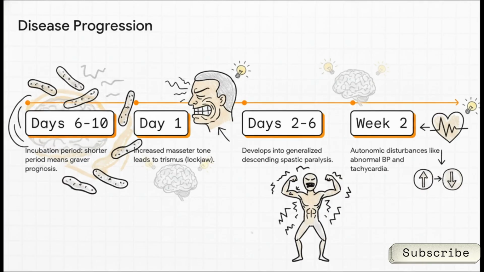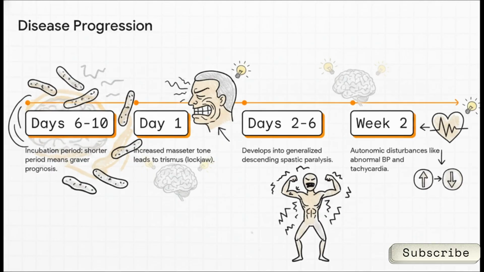The very first symptom is usually a spike in masseter muscle tone, causing trismus, which we all know as lockjaw. Why the jaw first? Simple. The toxin just has a shorter distance to travel to reach those specific presynaptic terminals. Over the next few days, this evolves into a terrifying descending spastic paralysis.